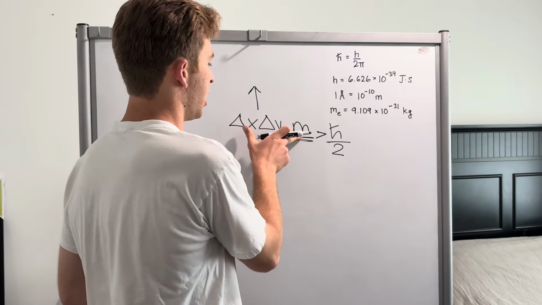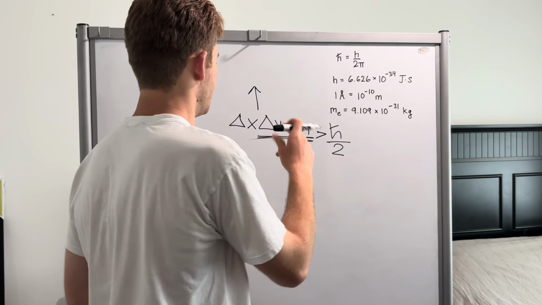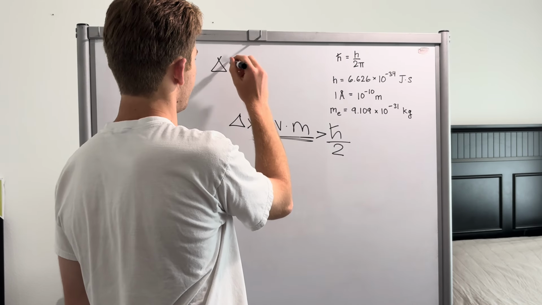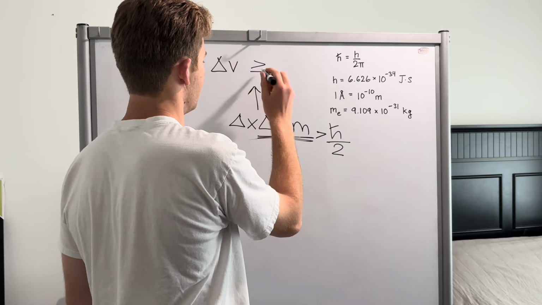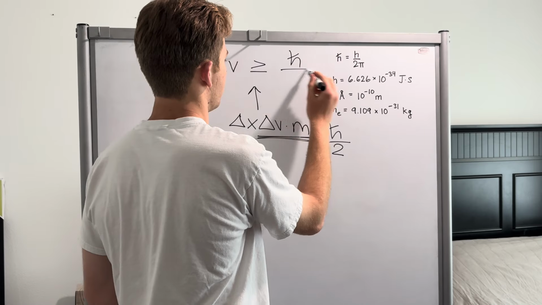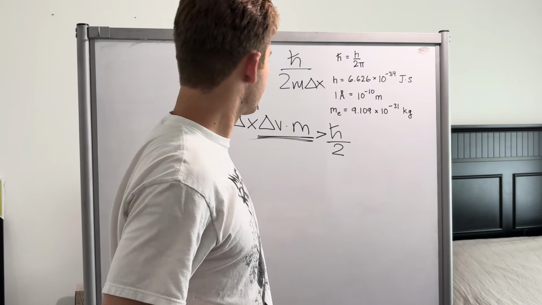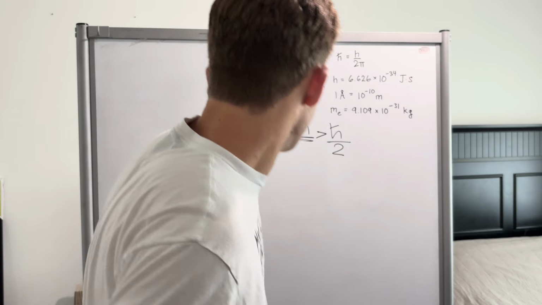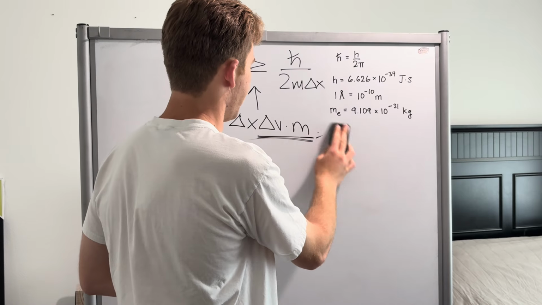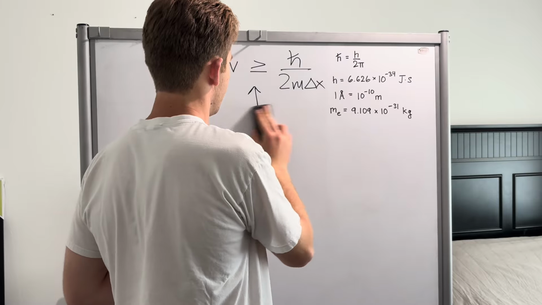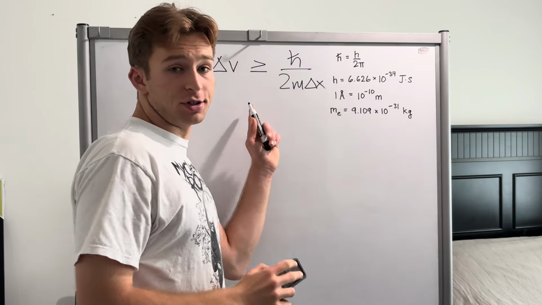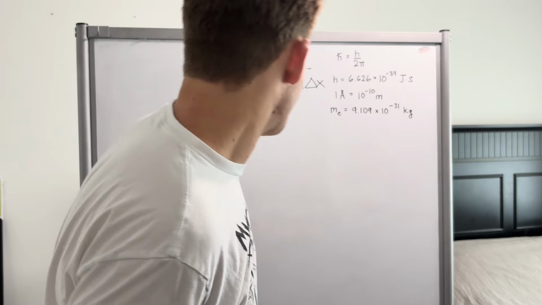I'm going to divide by m and delta x on both sides, and I'm going to get that delta v is greater than or equal to h bar over 2m delta x. And here I'll erase this on the bottom. So now I just have this equation. This is our uncertainty in velocity. Now, what is this going to tell us?